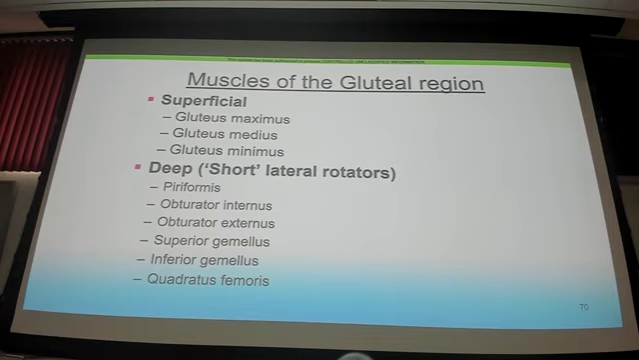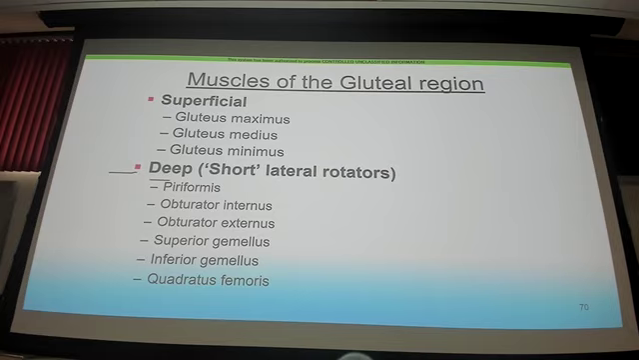So you have a superficial group and then you have a deep group. The superficial group is the larger muscles, gluteus maximus, medius, minimus. I'll show you their similarities and kind of how they're set up. But then we have a bunch of really short lateral rotators. So they classify all these as lateral rotators. Some of them do slightly other, help with another action like a lot of muscles do. But I won't read through the list. We're going to go through and I'll show you how to divide these up.